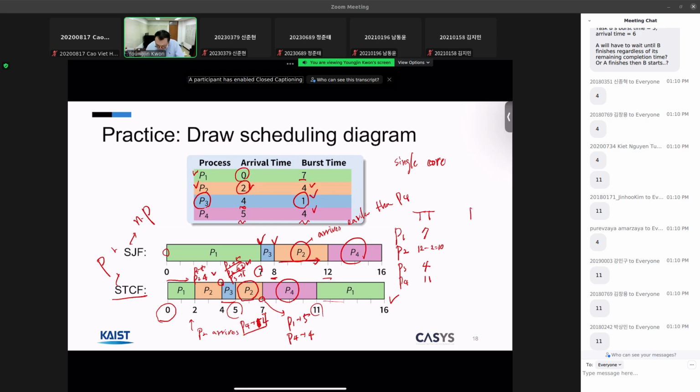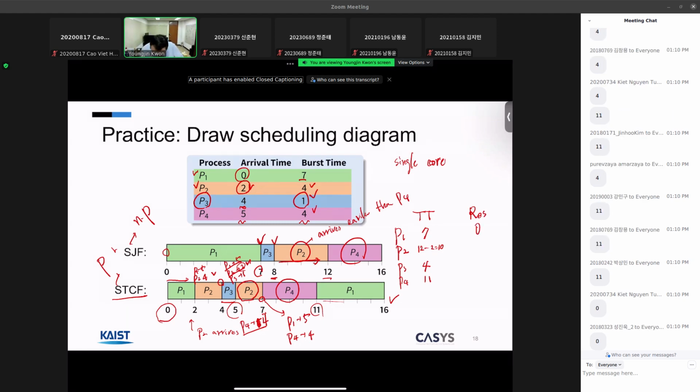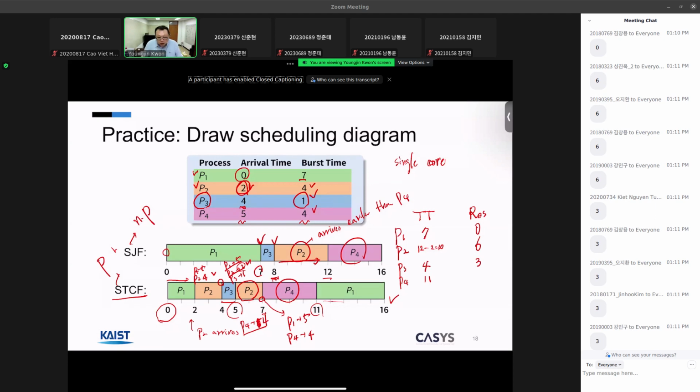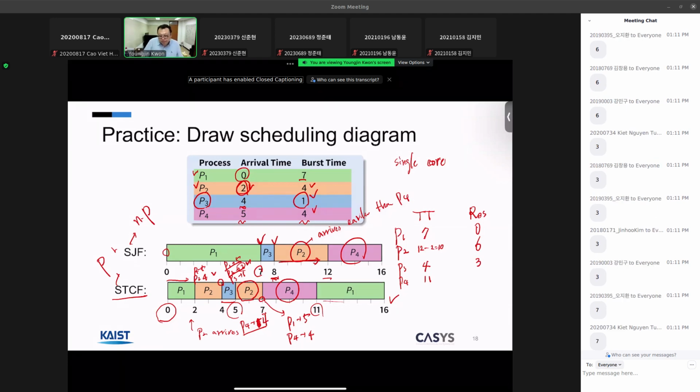Okay, response time. P1 response time 0. P2 response time: it was first scheduled at 8, but P2 arrived at 2, so 6. Okay. P3 response time, likewise, 3. P4 response time, 7. Okay. So clear, right? All right.